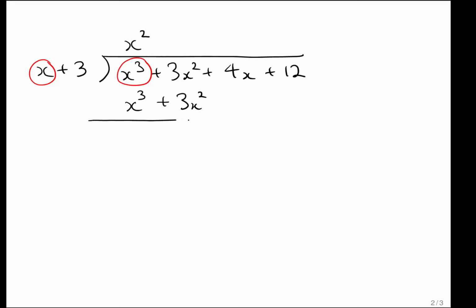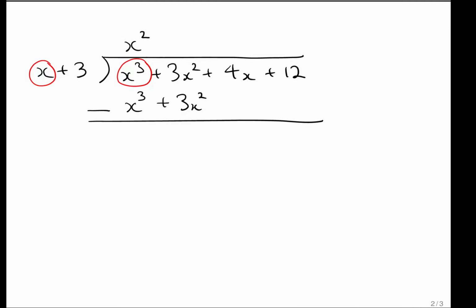The next step is to subtract the terms. x cubed minus x cubed, that goes away. And 3x squared minus 3x squared, that coincidentally goes away as well. The terms that we haven't interacted with just yet, you bring them down. Or you could think of it this way: 4x minus 0x is 4x, 12 minus 0 is 12.